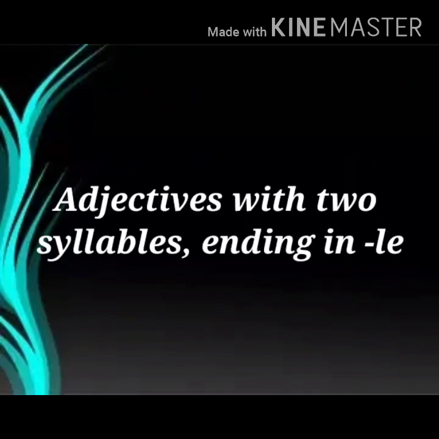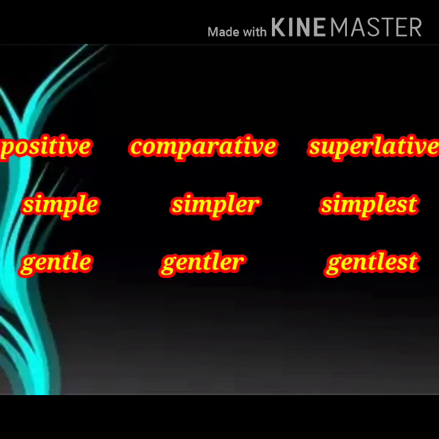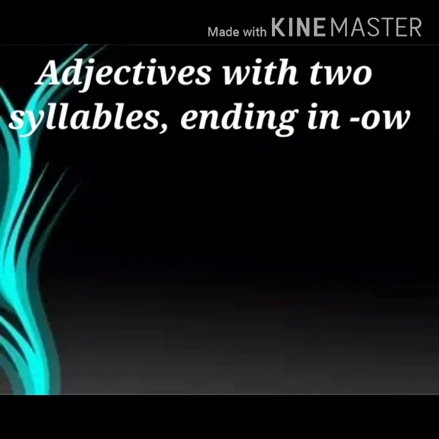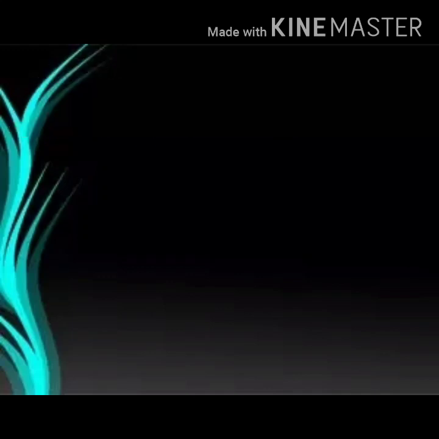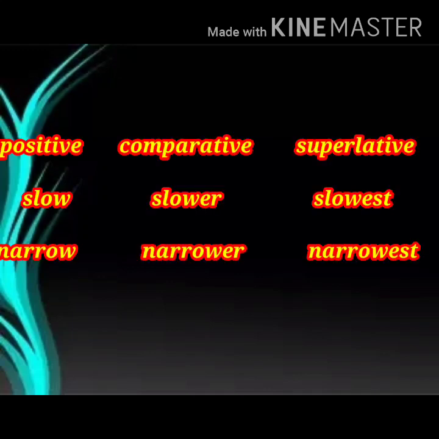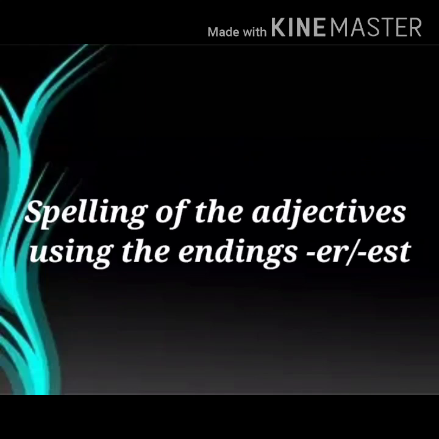The next rule: we have adjectives with two syllables ending in LE. For example, simple, simpler, and simplest. Gentle, gentler, gentlest. Next, adjectives with two syllables ending in OW. For example, slow, slower, slowest. Narrow, narrower, narrowest.